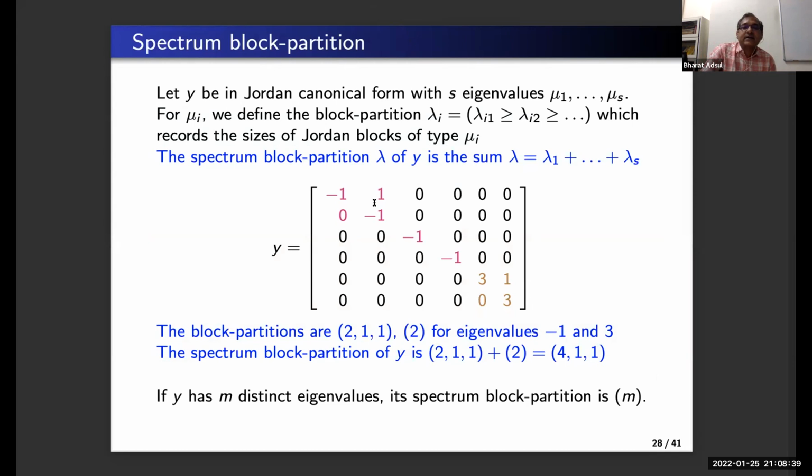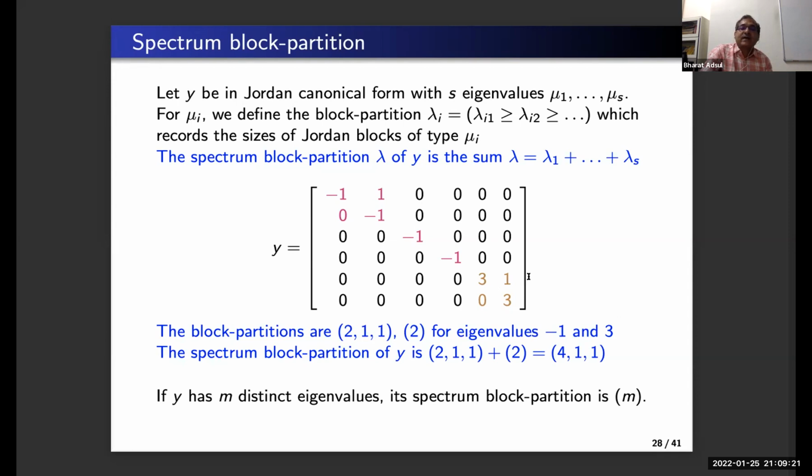In this case, you see that there are two eigenvalues. One is -1 and the other eigenvalue is 3. If you look at the part corresponding to eigenvalue -1, there is one Jordan block of size 2, one Jordan block of size 1, and another Jordan block of size 1. So I write down this block partition corresponding to eigenvalue -1: the largest block being of size 2, the next of size 1, and the next of size 1.